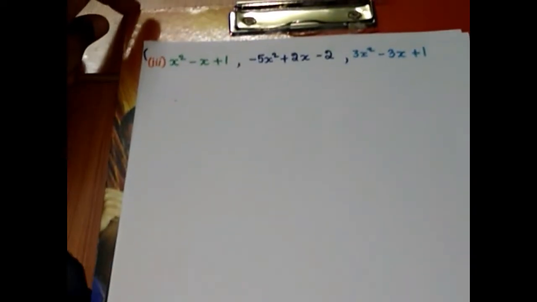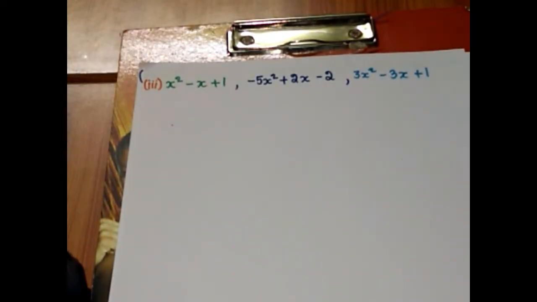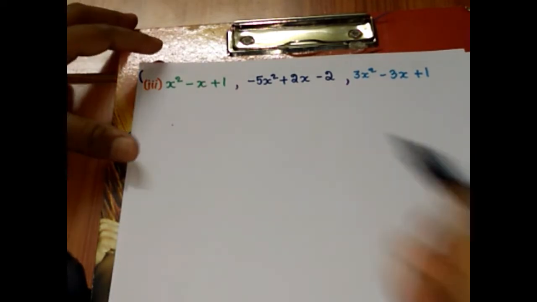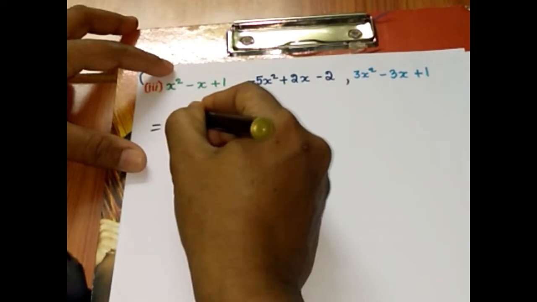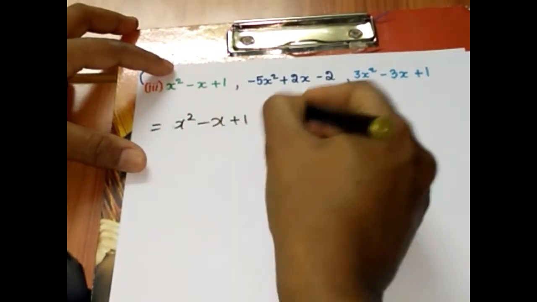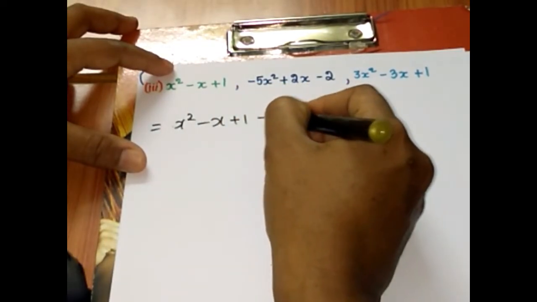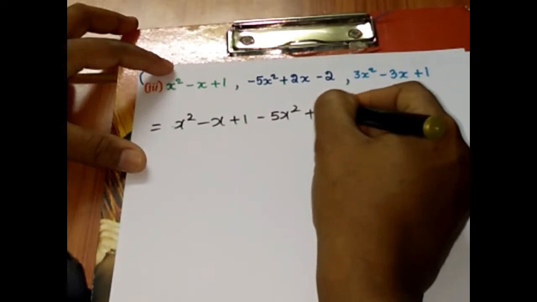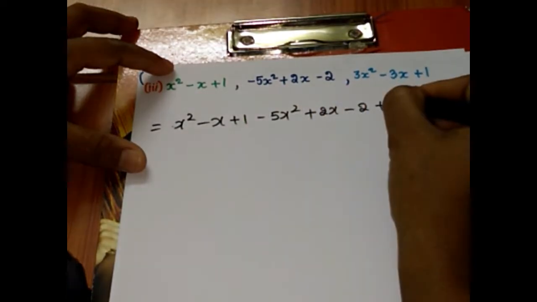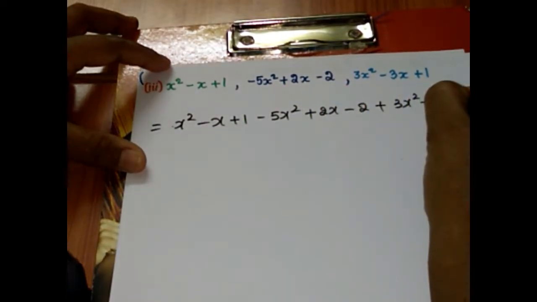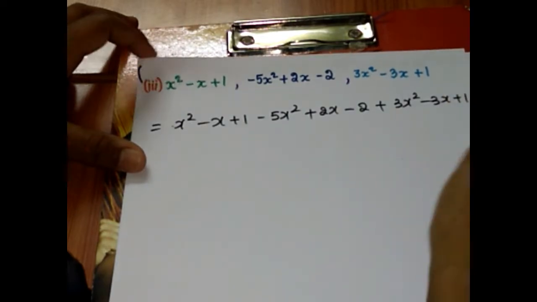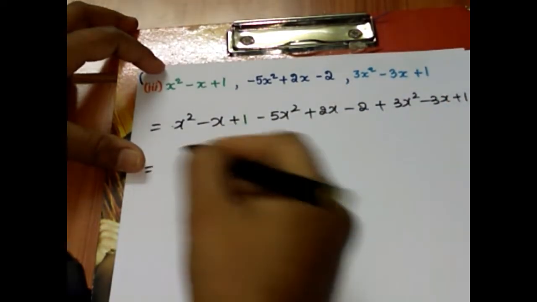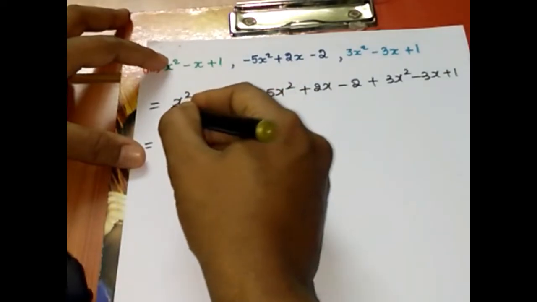Next, question number 3. Let's straight away move on to the row method, that is writing it in a horizontal way. x square minus x plus 1, minus 5x square plus 2x minus 2, plus 3x square minus 3x plus 1. I hope by this time you are able to identify like terms, children.